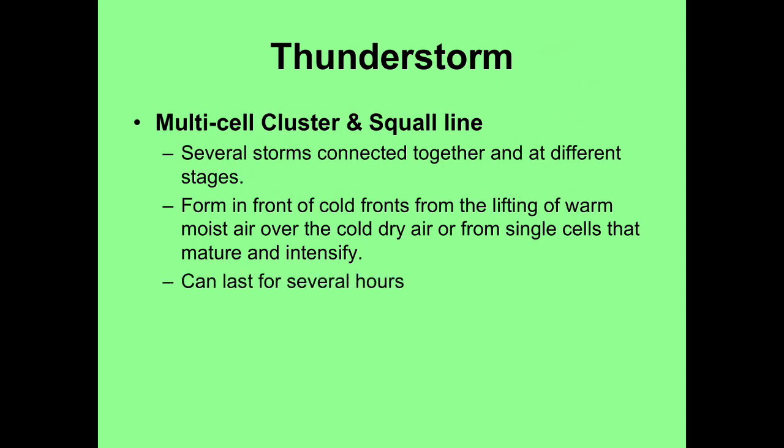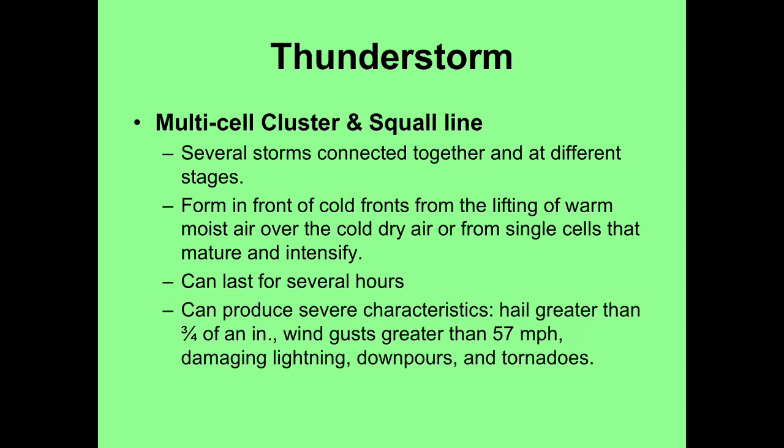And it can last for several hours. Each cell could fizzle out, but new ones will form around it. And if you ever watch a radar over an hour or two, you can see different cells getting larger, some shrinking, but the line continuing along as long as there's the heat of the day there. And it can produce severe characteristics: hail greater than 3/4 of an inch, wind gusts of 57 miles an hour, damaging lightning, downpours, and tornadoes.